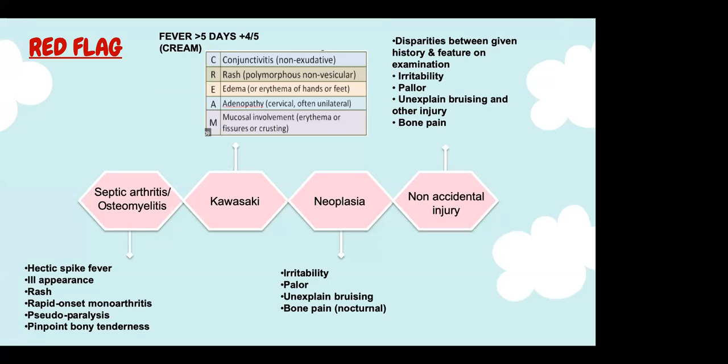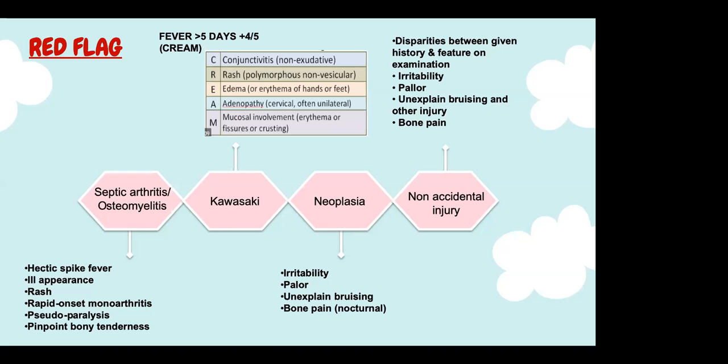Red flag signs are such as fever, malaise, systemic upset. Usually the patient can complain of reduced appetite, weight loss, and sweating. If there is bone or joint pain with fever, or refractory or unremitting pain, persistent night waking, that can suggest malignancy. Incongruence between history and presentation can suggest non-accidental injury. So there are 4 diseases classified under red flags: septic arthritis or osteomyelitis, Kawasaki disease, neoplasia, and non-accidental injury.